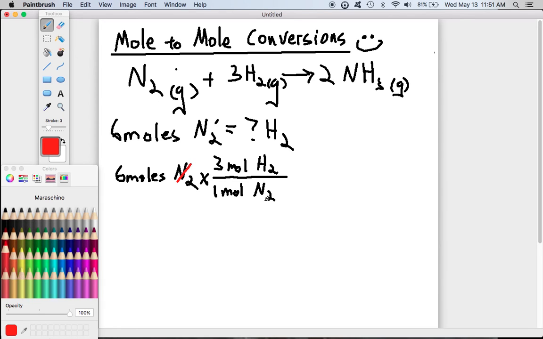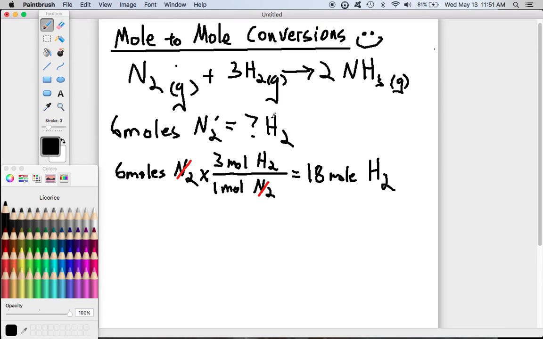This stuff cancels out. Okay, so I'm doing a conversion here. And for 6 moles of nitrogen, I would need 18 moles of hydrogen. That's my stoichiometry. That's my recipe. Well, let's keep going. If I had 6 moles of nitrogen, I would need 18 moles of hydrogen. How much ammonia could I make?